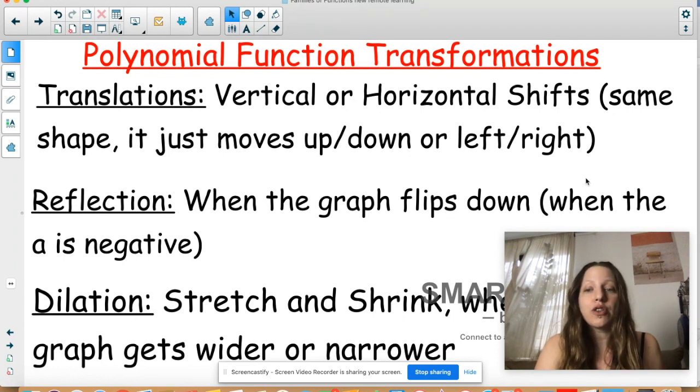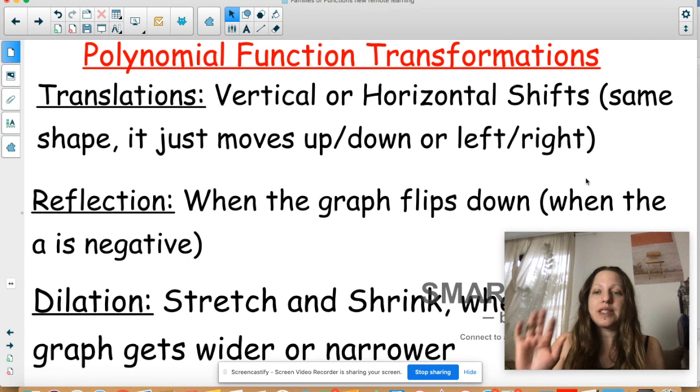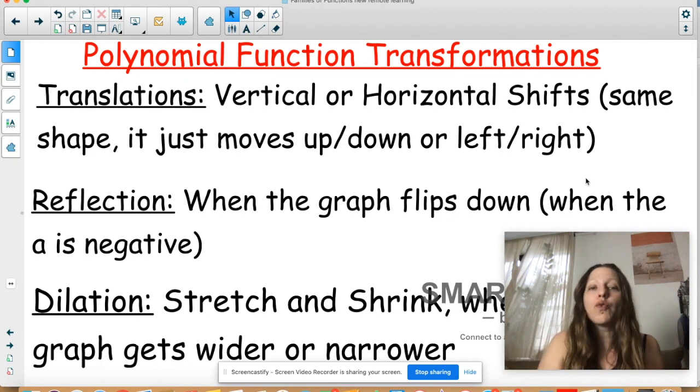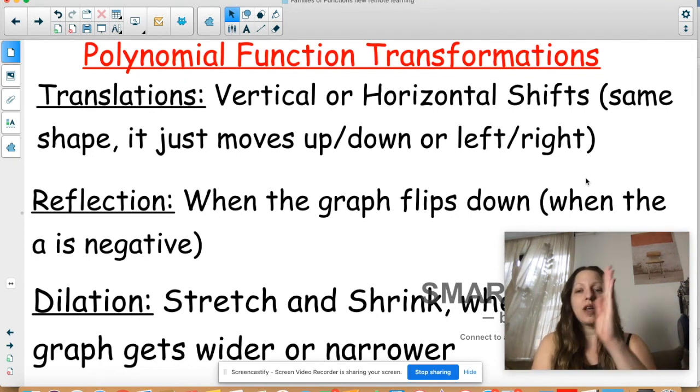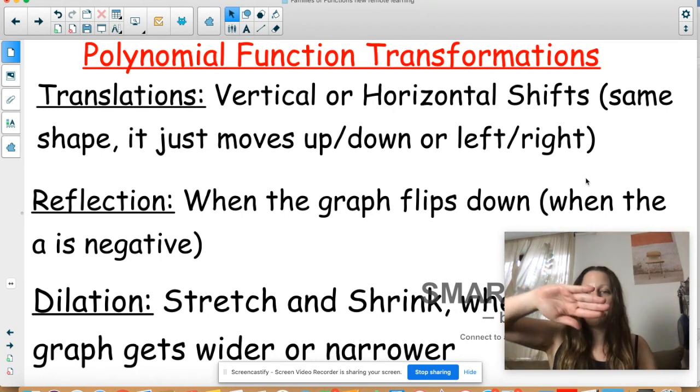Translation is a vertical or horizontal shift. That means that the whole graph moves vertically up or down or horizontally left or right. Reflection is when a graph flips. So it can either flip that way over the y-axis or it can flip this way over the x-axis.